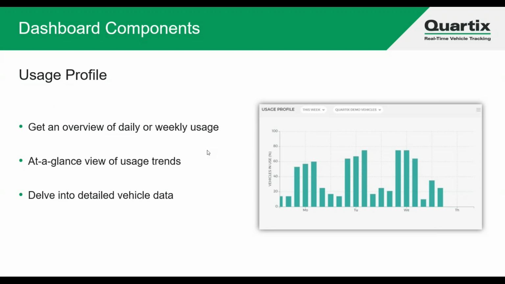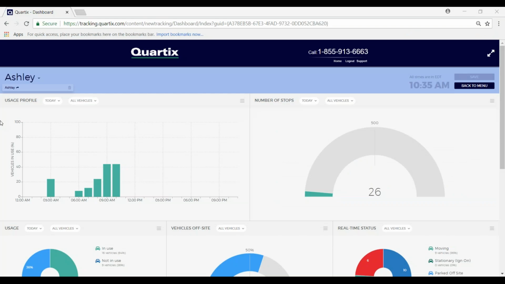So the first one we're going to look at is our usage profile. This is going to give you a nice overview, and you can use it for either daily or weekly usage. You can see an at-a-glance view of trends, and then again, you can get the detail when needed. So let's hop back over to the website so you can see how it works. And so we're going to look here. It's our first one on the upper left-hand side.